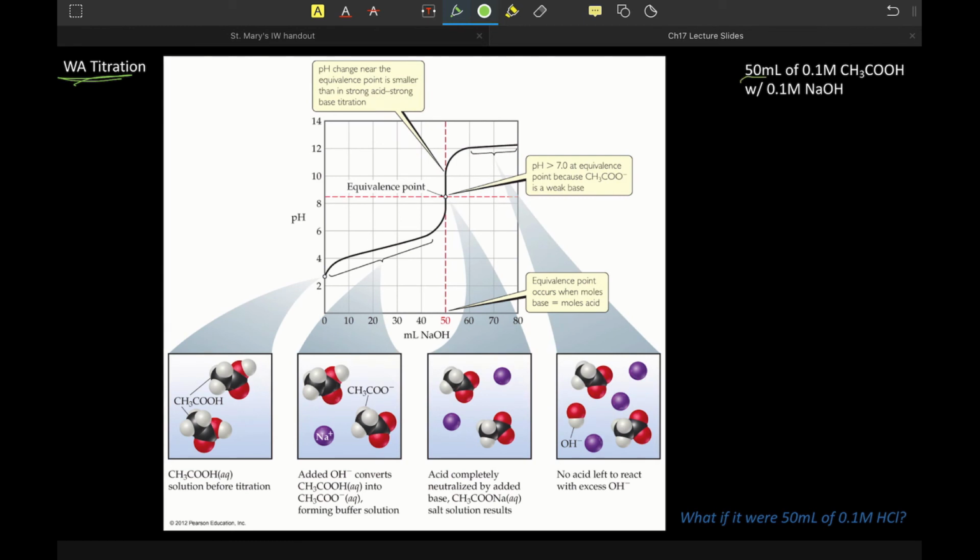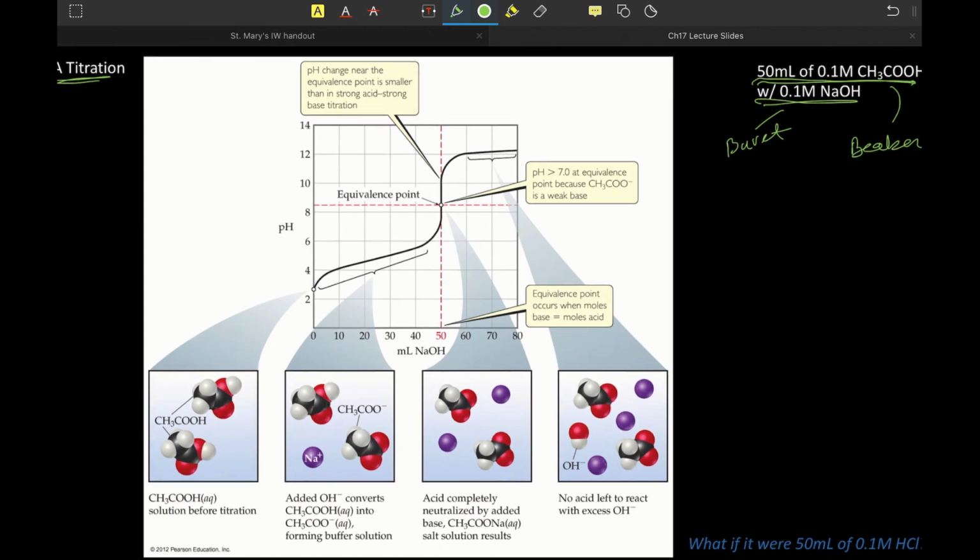So in this particular titration, we have 50 mL of this being titrated with this. So this is what's in our burette, and this is what's in our beaker. Now, if we take a look at our titration curve, let's look at the same key points. So first we have this initial pH.